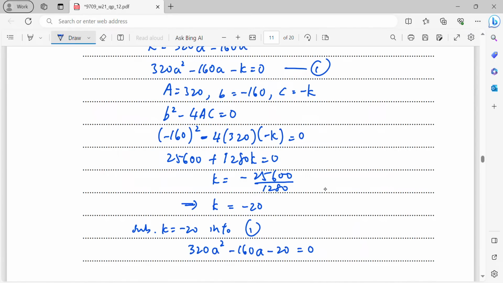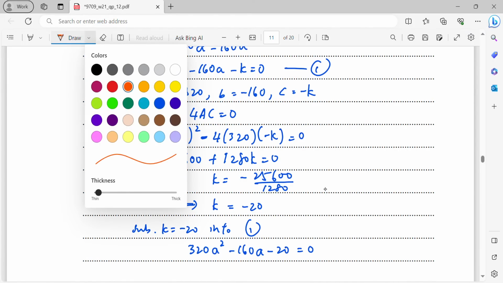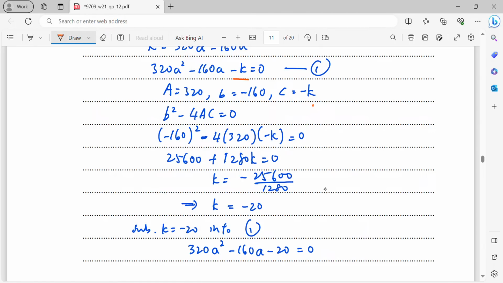Okay, now you see I made a mistake. Here is minus k. See, this is minus k. Your k is minus 20, so minus k becomes plus 20. So it means that here should be plus 20. So be careful when you solve this kind of question.